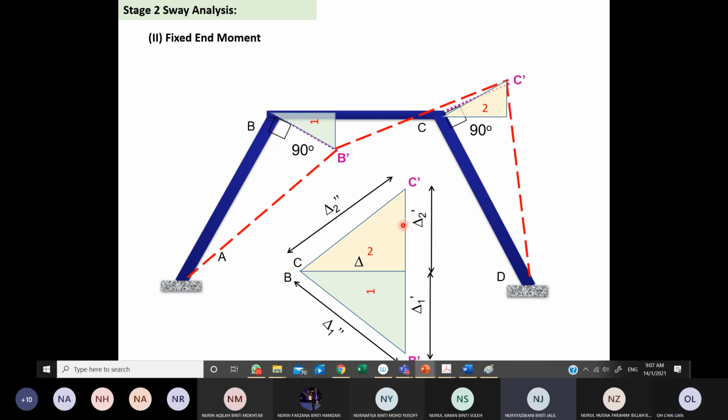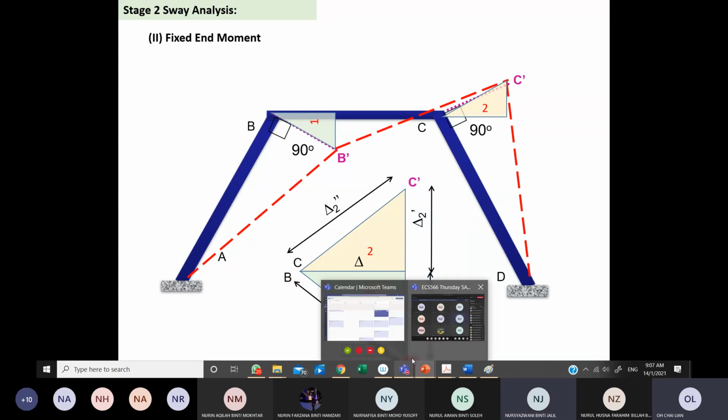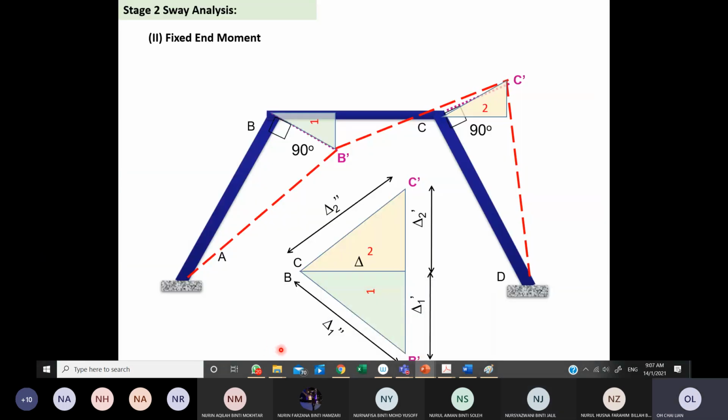Delta along B to B prime. So it will be which delta here? B to B prime? Yes. It will be delta 1 double prime, right? Yes, you are right. So we are looking at this maximum, and it must be perpendicular to member AB, which is delta 1 double prime. You are very right, Wani.